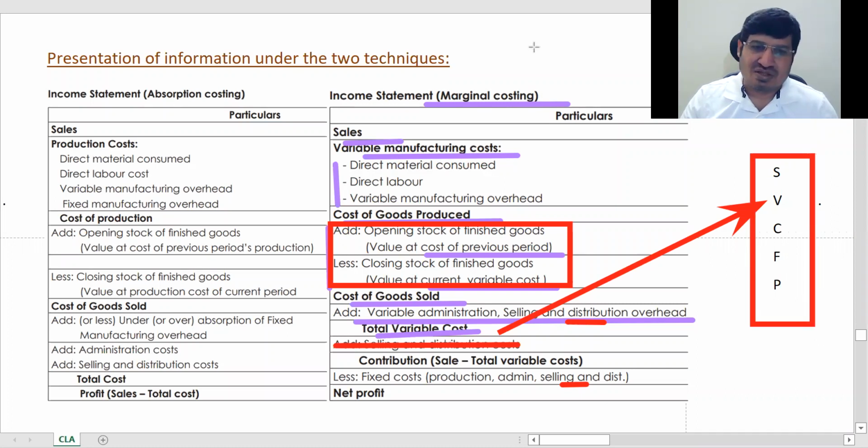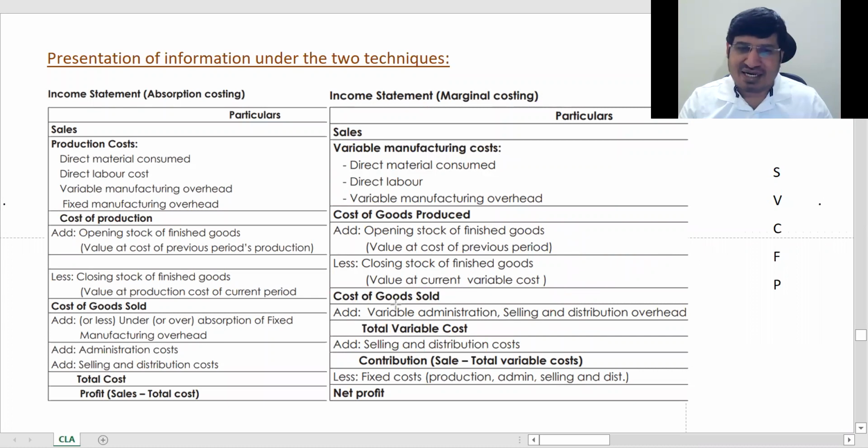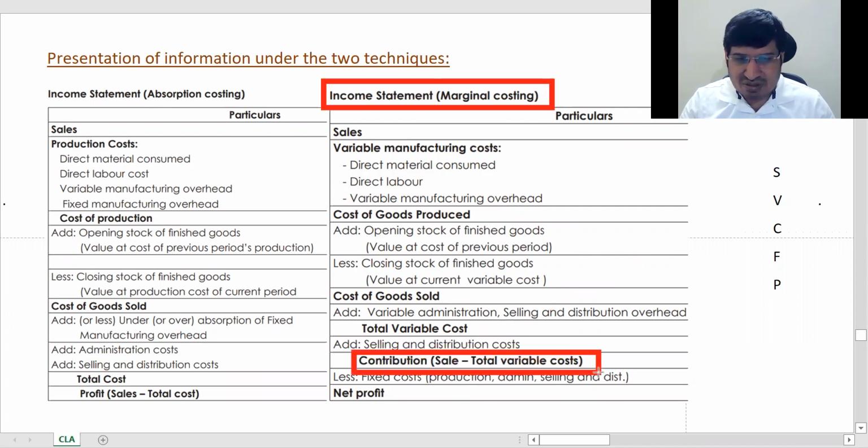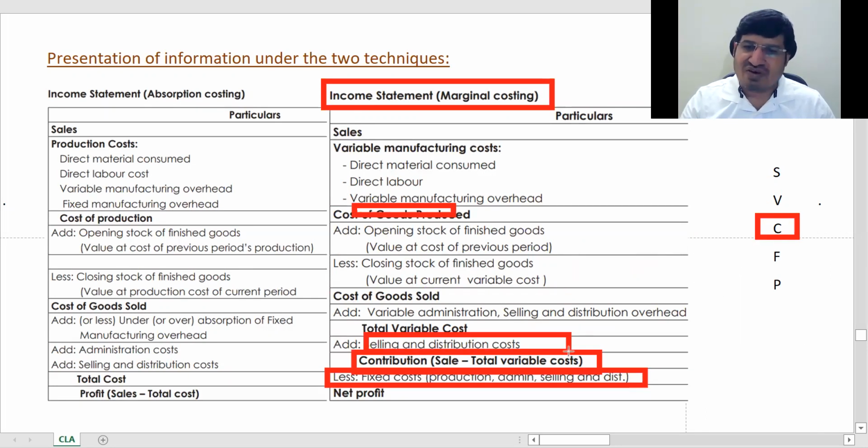So this is how it is presented. If you are preparing an income statement under marginal costing, you prepare it in this way. Last is your contribution. So actually this is this part. And then just deduct F. F is the fixed cost of all these, whether it is manufacturing fixed cost, selling and distribution fixed cost, or office fixed cost. Everything together will be F for us.